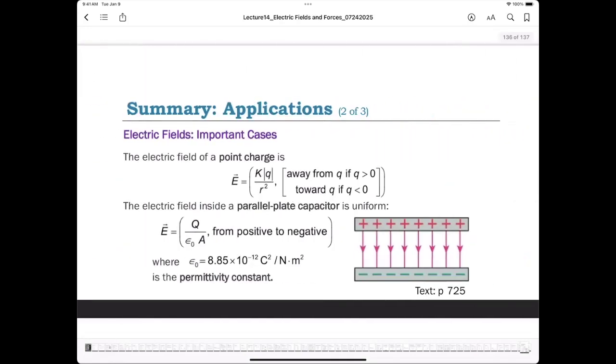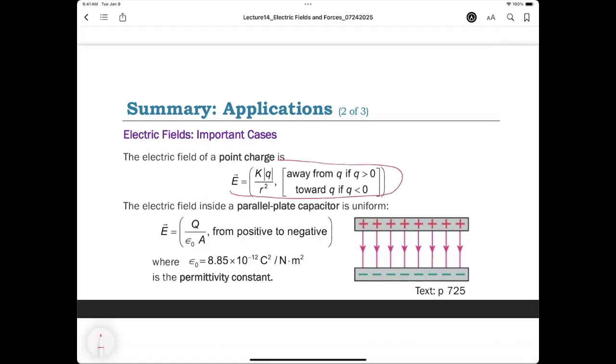There are some important cases. The electric field of a point charge. We use this equation to calculate it. We talked about this just now. And the electric field inside a parallel plate capacitor is uniform, and we use this equation to calculate it. And here there is a constant, the permittivity constant. Actually, this one is based on the electrostatic constant.